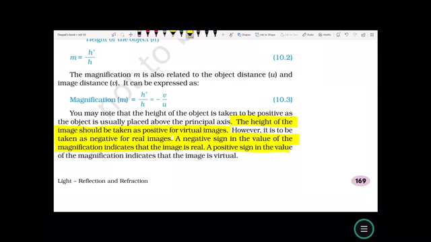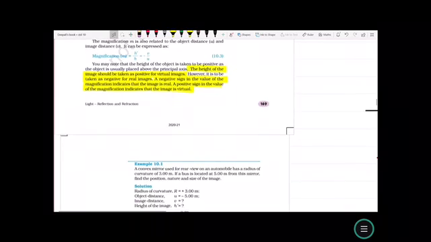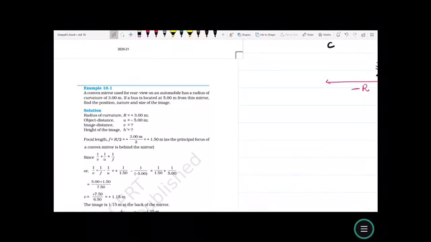However, it will be negative in case of real image. The negative sign in the value of magnification indicates that the image is real. The positive sign of the value of magnification indicates that the image is virtual. I hope this is very much clear. Then we can solve a numerical based on this.